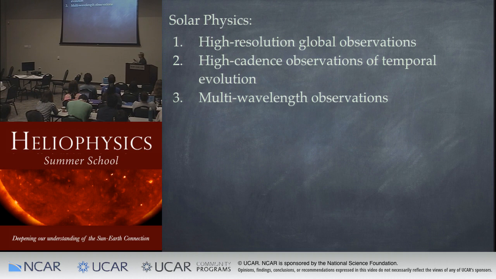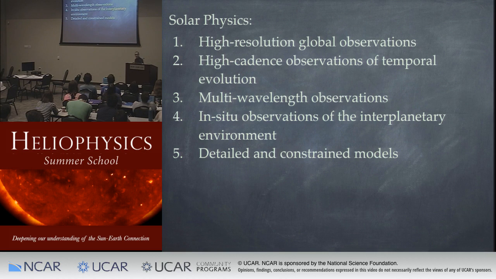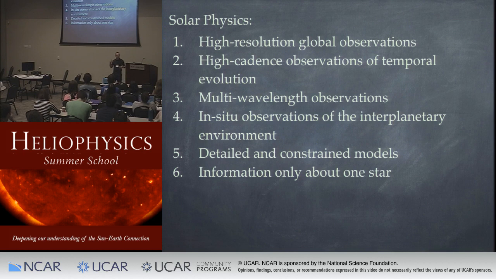We have multi-wavelength observations, also with high resolution, and we have in-situ observations. So we can have detailed and constrained models to build upon to explain the sun and space physics. But the caveat is we have information only about one star, or one planetary system, if you like. Okay, so that's the caveat in heliophysics.